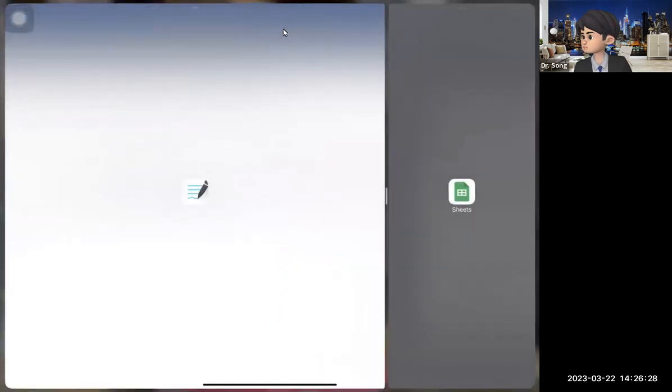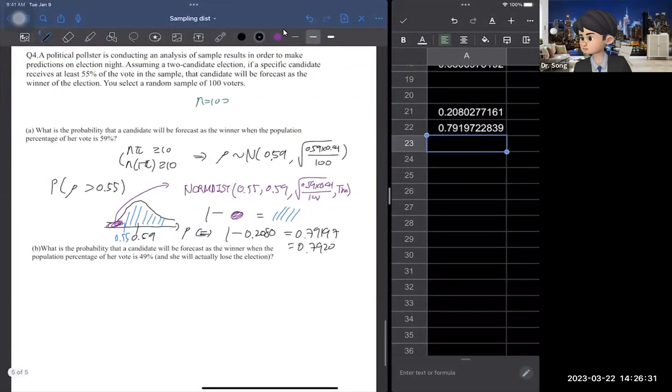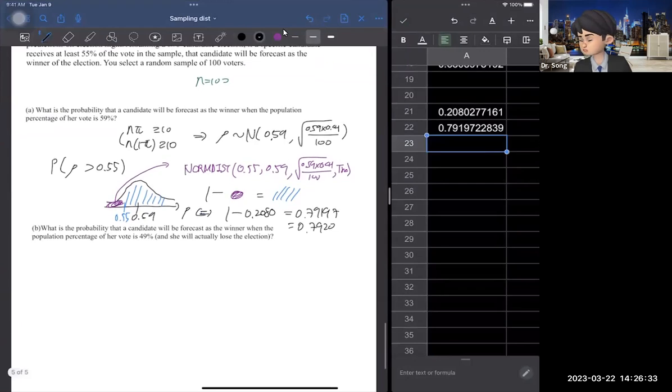Okay. Now, the last question of today's lecture. So question number B. What is the probability that a candidate will be forecast as a winner when the population percentage of her vote is 49%? Now everything is the same. So we have n equals 100, but now pi is 0.49. And you can also check the condition, but here obviously n times pi is greater than 10, n times 1 minus pi is greater than 10. And we still want to find the probability sample proportion is greater than 0.55.